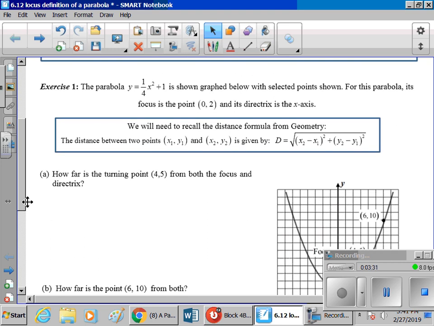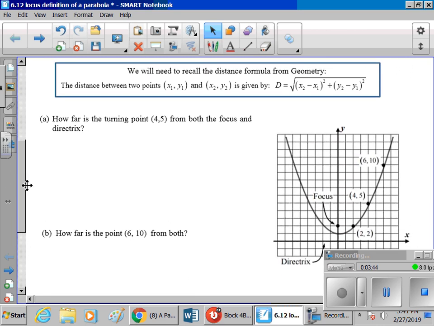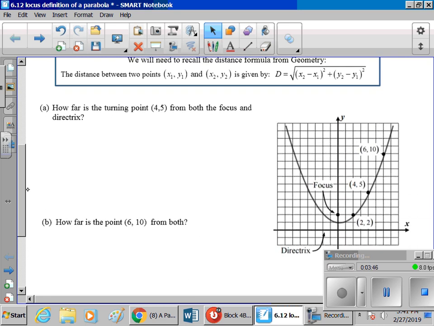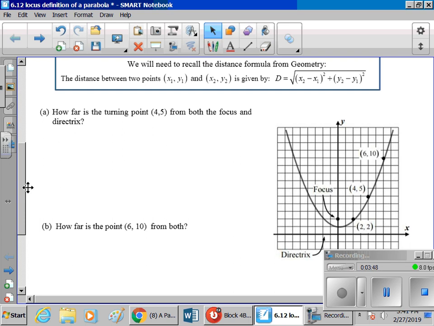So let's look at a few things first. Exercise 1 says the parabola y equals 1/4 x squared plus 1 is shown graphed below with selected points shown. For this parabola, its focus is the point (0, 2), and the directrix is the x-axis. So I'm just going to pull this up a little bit so we can see it. And I just wanted to remember that this x-axis is also the directrix, okay? So this is the line y equals 0.